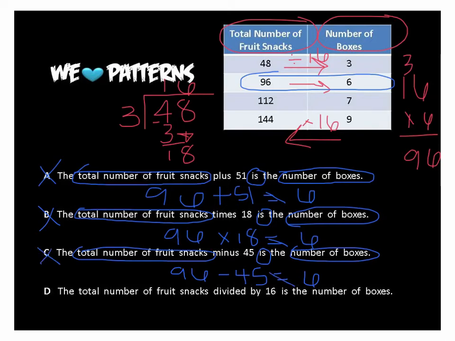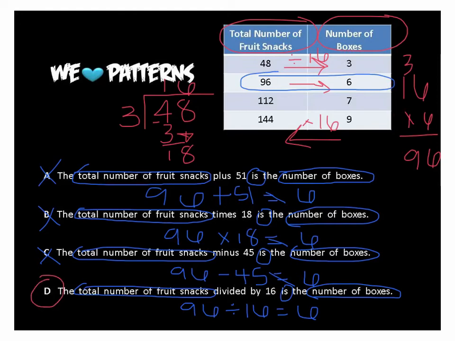Let's look at D. The total number of fruit snacks divided by 16 is the number of boxes. And we know from our work that we did up here that that is true. If 16 times 6 is 96, then 96 divided by 6 would be 16. So D is the correct answer.